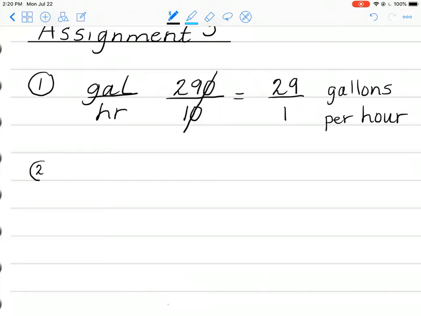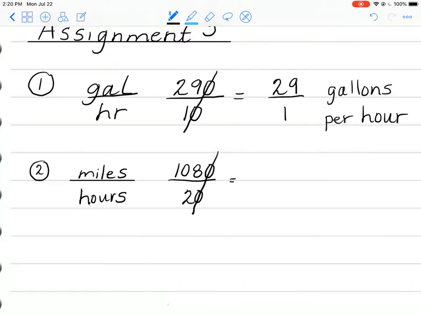Number 2 is miles and hours. Again, hours is the unit of time. So let's put that on the bottom. And I can travel 1,080 miles in 20 hours. And you can take a 0 off and then divide by 2. Or you can use your calculator, it doesn't matter. 54 over 1. And this is miles per hour. 54 miles an hour.